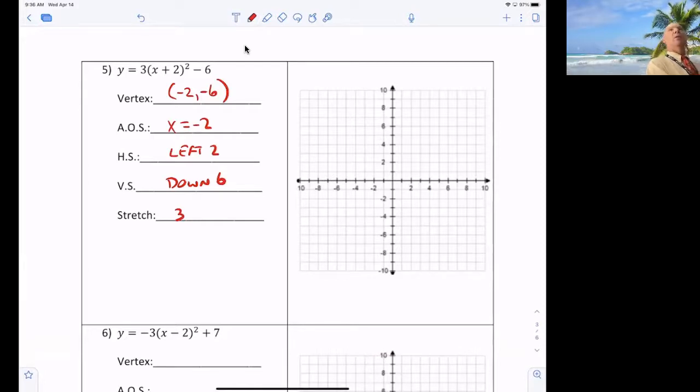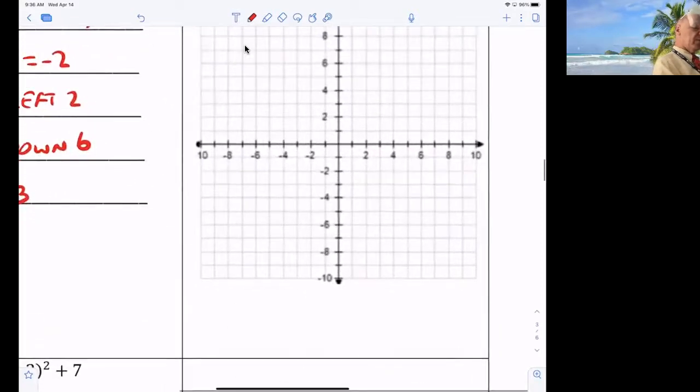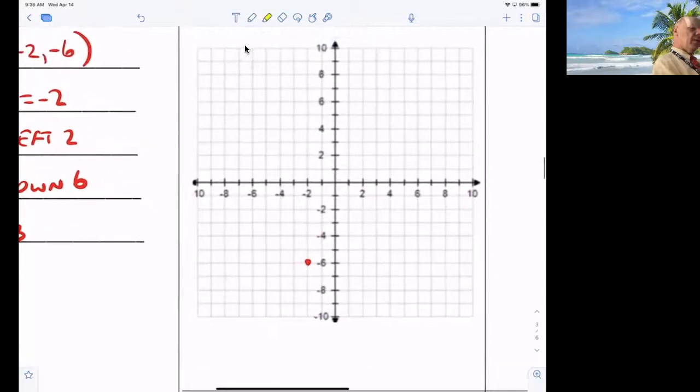Negative is what? Positive is? If it's negative, it's shifting to the left. Positive, it shifts to the right. Also, positive can be shift up, negative would be shift down. You with me now, right? -2, left 2, -6, down 6. So now everybody's plotting the points. -2, -6. Draw the axis of symmetry.